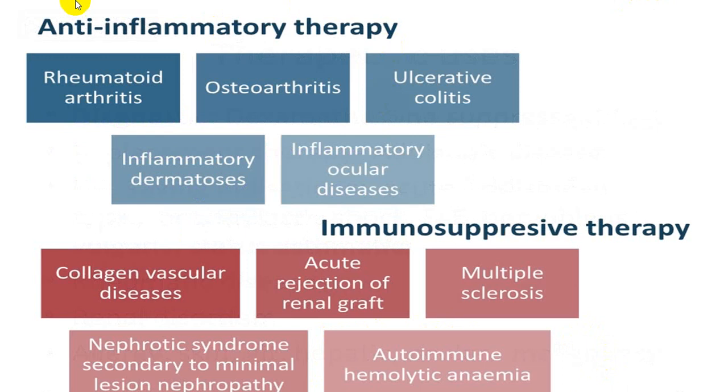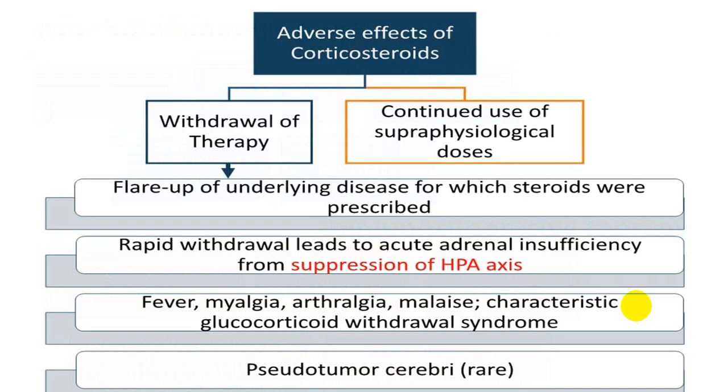So, as an anti-inflammatory in rheumatoid, osteo, ulcerative colitis, dermatosis, ocular disease, etc. And as an adjunct to the immunosuppressive therapy in multiple sclerosis, graft rejection, collagen vascular disorders, nephrotic syndromes, minimal change nephropathy, autoimmune hemolytic anemias. In all these conditions, it becomes a drug of choice.